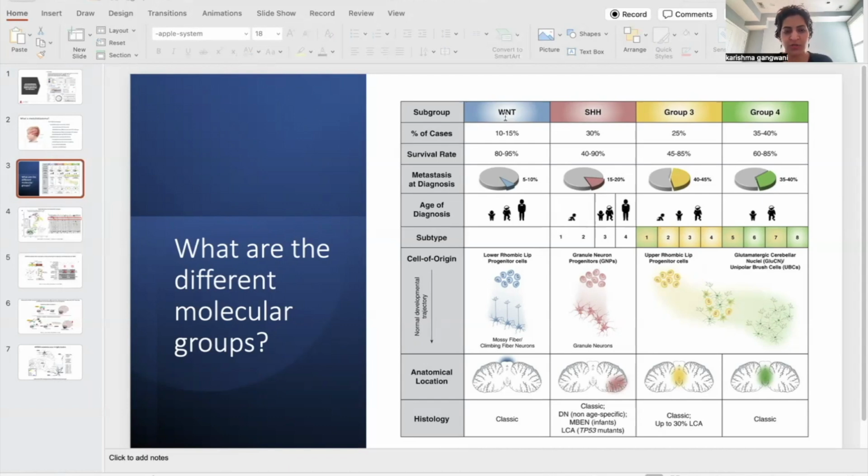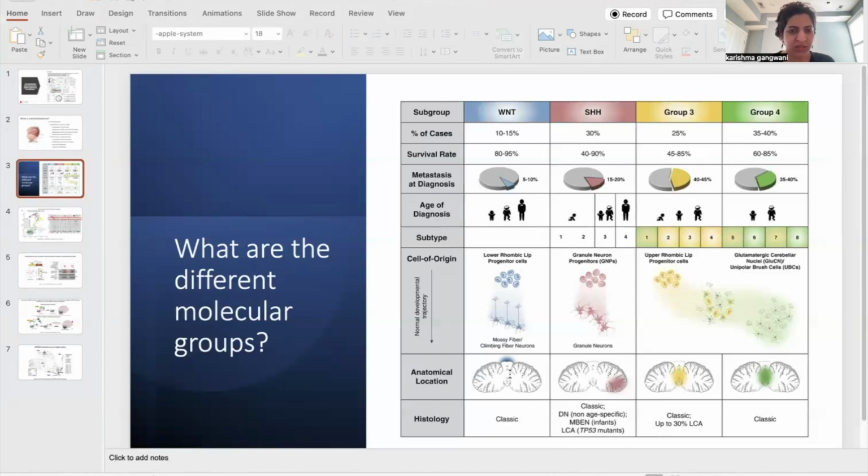Now, this particular group occurs in children older than 4 years and is often found in one area of the brain when diagnosed. So if you look at the anatomical location, it ends up infiltrating the brainstem. The chances of surviving 5 years after diagnosis is over 95% for children and about 80 to 95% for adults.